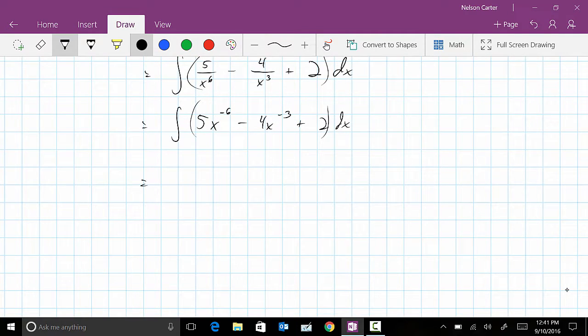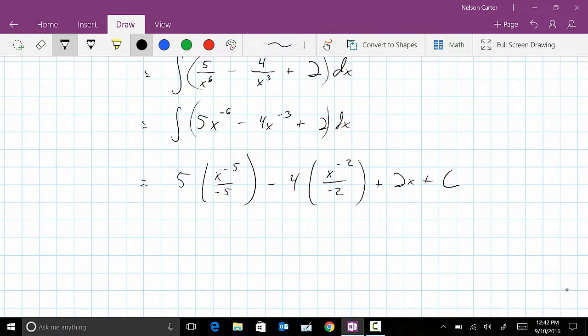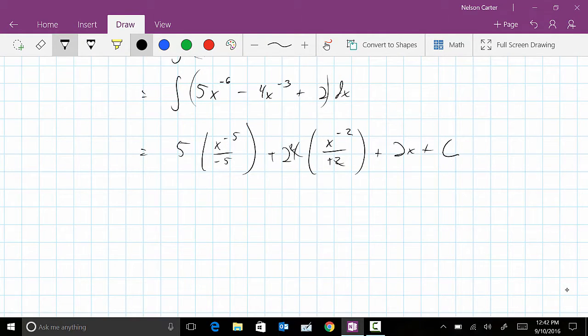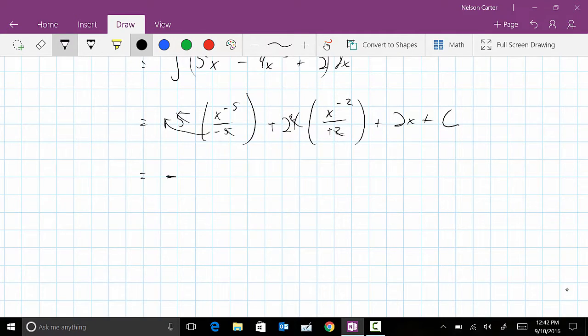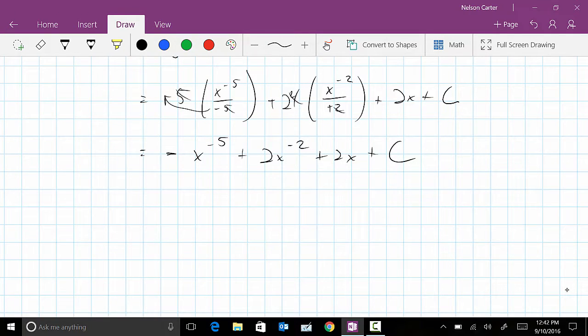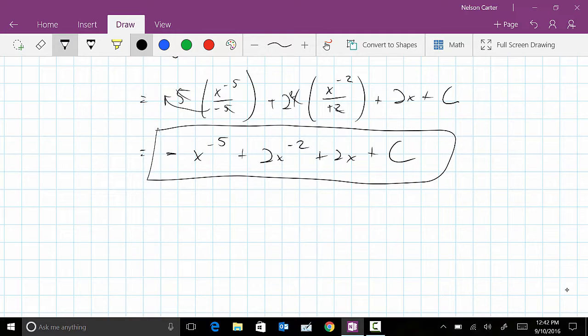So you're going to get 5 times x to the power negative 5 over negative 5 minus 4 times x to the power negative 2 over negative 2 plus 2x plus a constant. So now this negative and that negative make that positive, and then 4 divided by 2 is 2. This negative is going to come out, but then a 5 divided by 5 is 1. So you get negative x to the power negative 5 plus 2x to the power negative 2 plus 2x plus a constant. And you can leave that alone. You're good. It's fine. You could rewrite them as fractions if you'd like.